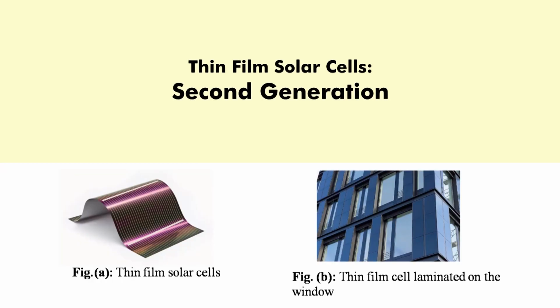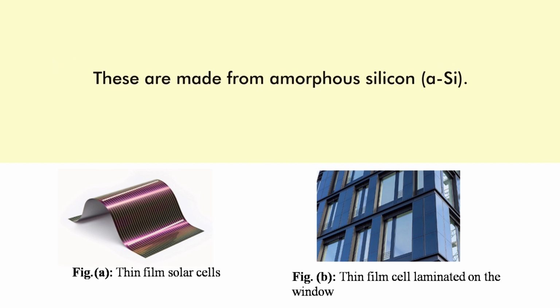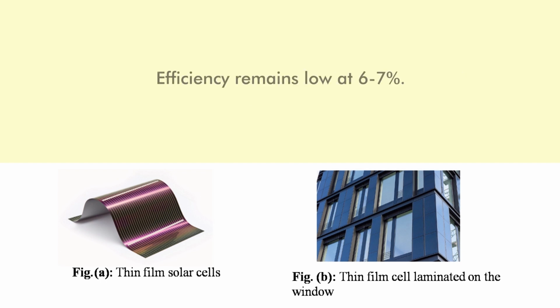Now we will discuss the thin film solar cell, which comes under the second generation category. Thin film solar cells are 100 times thinner than crystalline silicon solar cells. These are made from amorphous silicon. In contrast to crystalline silicon, atoms in amorphous silicon are randomly arranged. Thin film solar cells use less material than crystalline silicon cells, making them less expensive. However, the efficiency remains as low as 6 to 7%.